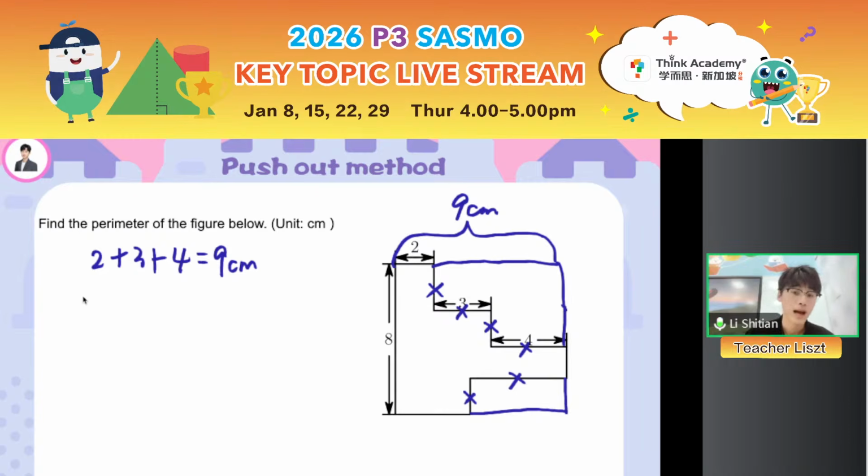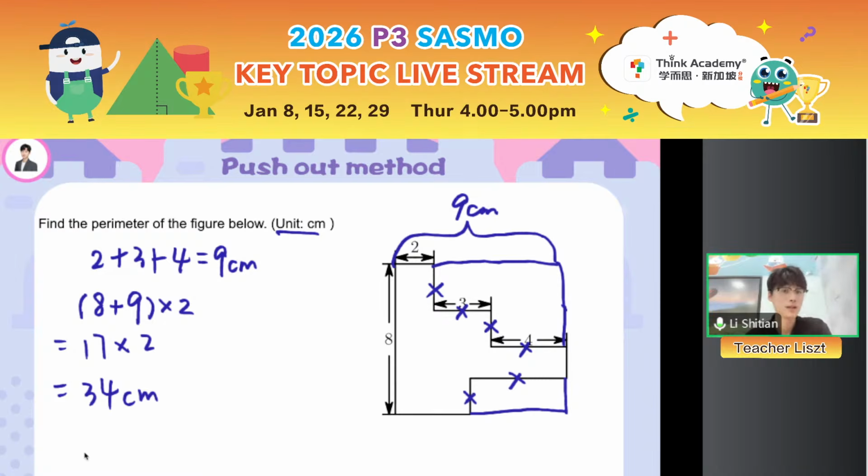What can I do? I need to use the breadth plus length, then times 2, right? So now calculate 17 times 2. What is the result? 34, right? Am I finished? Don't forget what, guys? Don't forget the unit, right? So 34 centimeters. So the answer for this question is 34 centimeters, right?